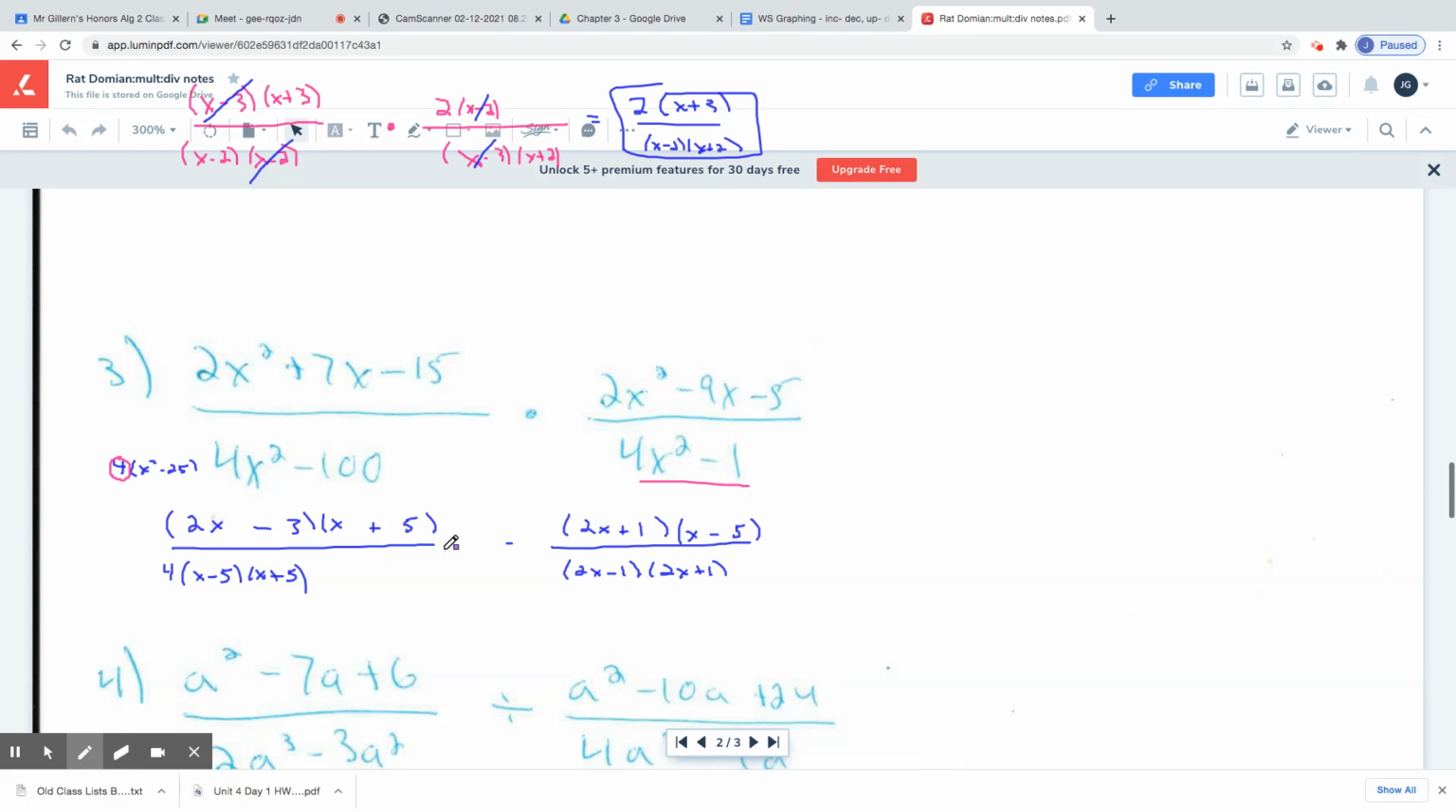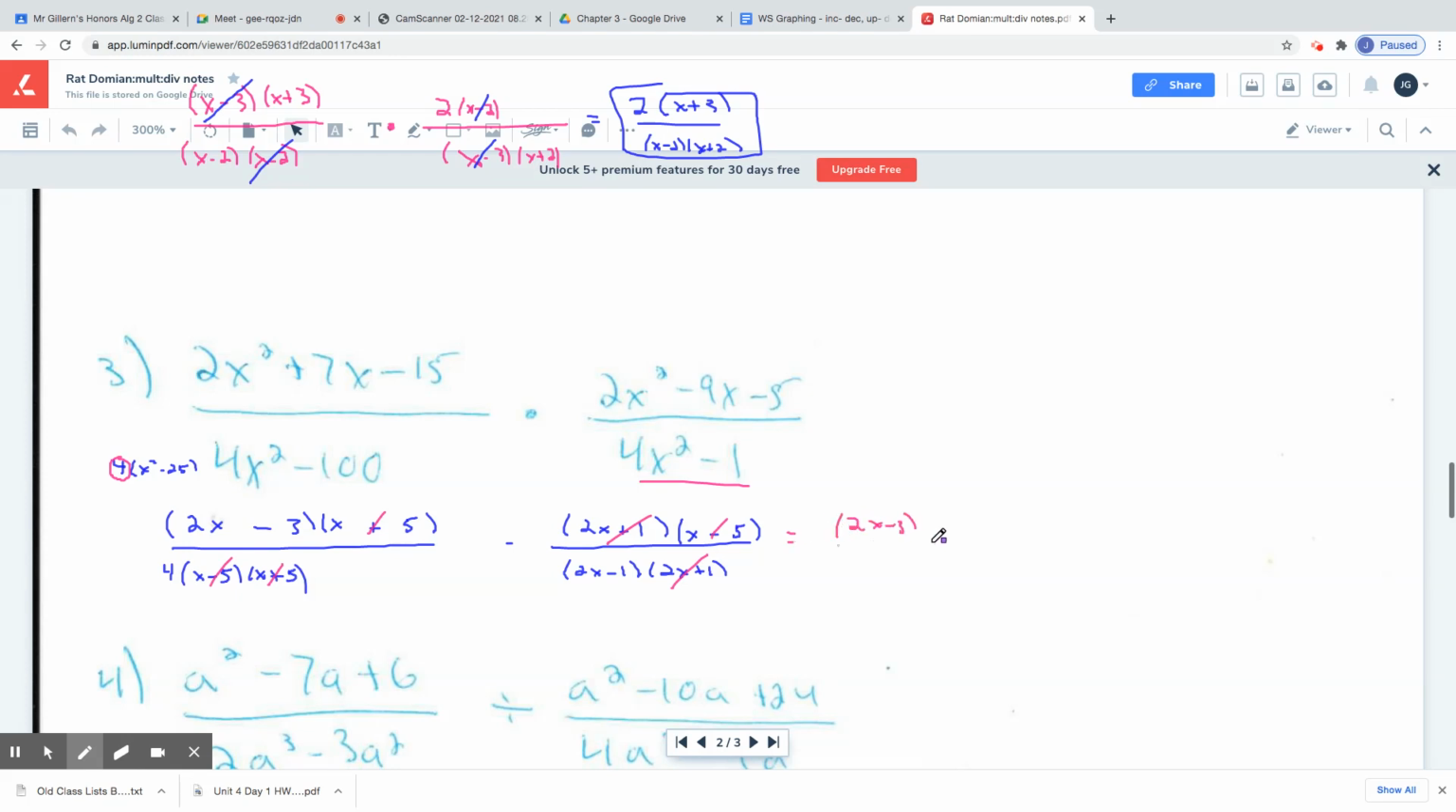Like I said, now that is the difficult part. Now you just get to have fun and see if anything cancels. x plus 5, x plus 5, x minus 5 on top here, x minus 5 on the bottom over there, 2x plus 1, 2x plus 1. Right? So now anything that's left on the top, you rewrite, anything that's left on the bottom. So the only thing left on the top is a 2x minus 3.